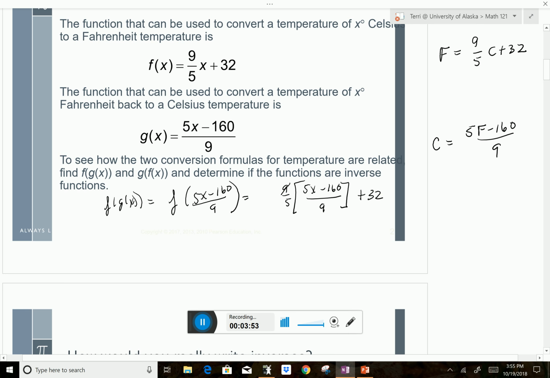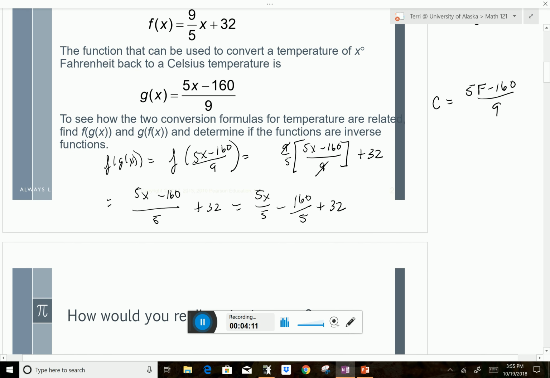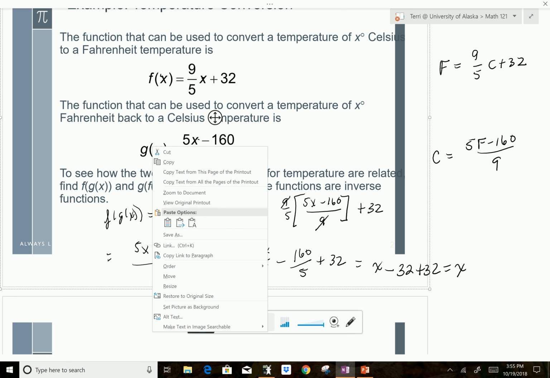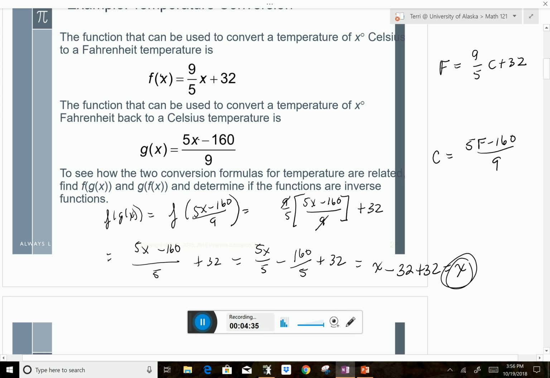Well, right now I can see the 9 right there. So now I have 5x minus 160 over 5 plus 32, which is equal to, let's distribute this denominator here, 5x over 5 is x, minus 160 divided by 5 is 32, plus 32 equals x. So this is essentially the equivalent of converting a temperature from Celsius to Fahrenheit, and then from Fahrenheit back to Celsius. And of course, you're going to get what you started with.